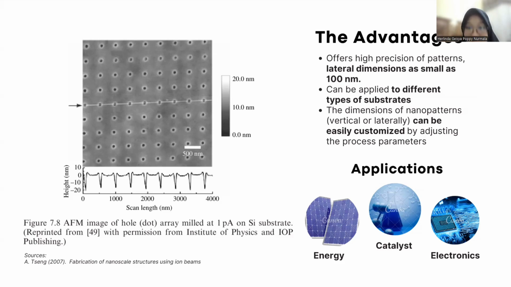And there are the advantages. First, it offers high precision of patterns. Lateral dimensions as small as 100 nanometers can be applied to different types of substrate. The last is that the dimension of nanopatterns, vertically or laterally, can be easily customized by adjusting the process parameters. For application itself, the first is energy, such as solar panels. Second is catalysts. And the last is scratch-resistant coatings for smartphones in electronics.